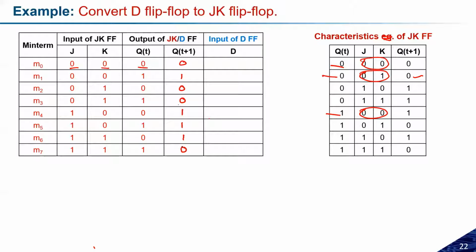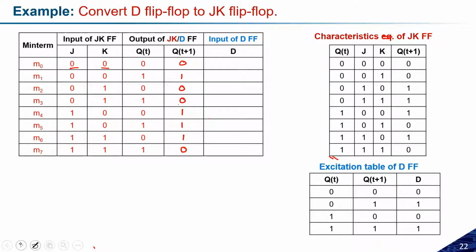So this is the table that I have to make. This table has been prepared with the characteristics table of the JK flip-flop. This column has been prepared with the help of this table. Because we have already done this before, I do not need to tell you how we got it. Now, once we are ready with QT and QT plus 1, I have to use the excitation table of the D flip-flop. We know that the excitation table of D flip-flop looks like this one.